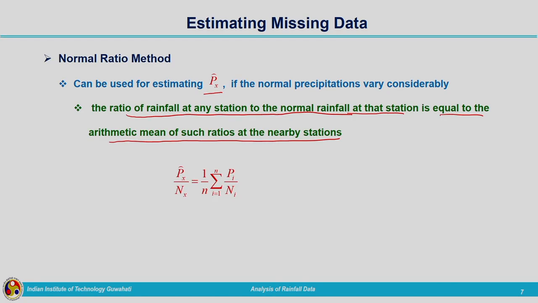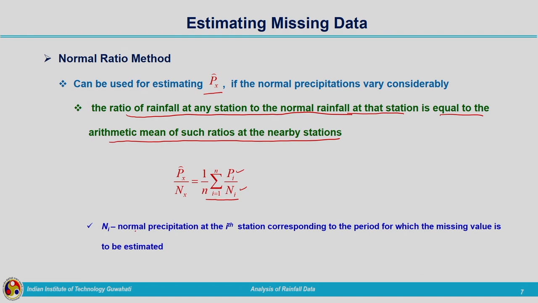After that, we will calculate the missing data Px by using this formula: Px cap divided by Nx is equal to 1 by n sigma i equals 1 to n of Pi divided by Ni. Let us see the different terms one by one.